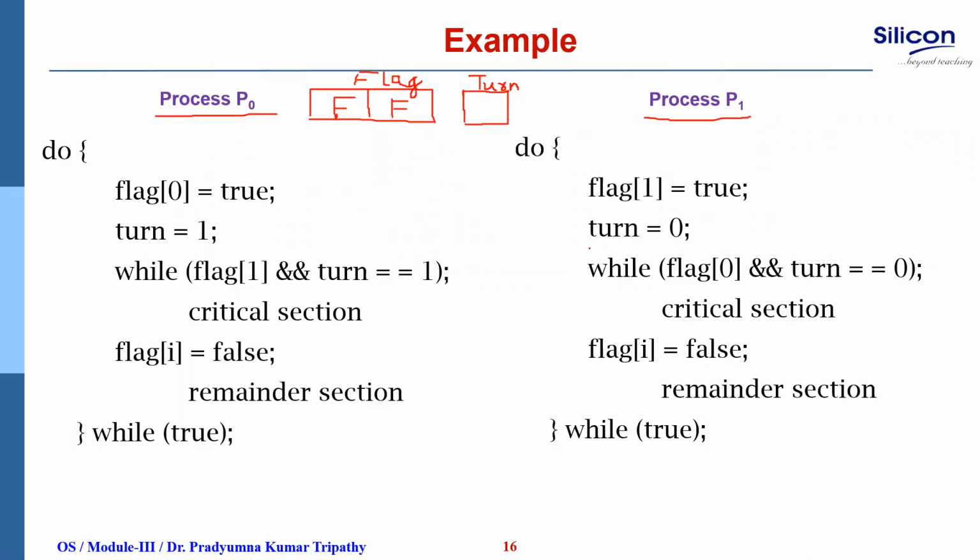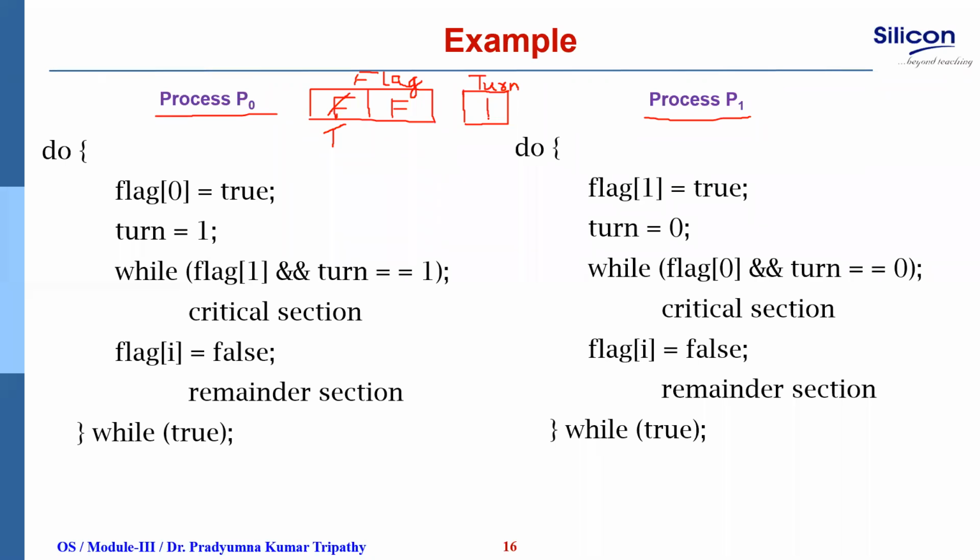What will P0 do? P0 will make flag of 0 true. It will make it true over here, correct? And turn equals 1, so it will make it 1. Is that clear? Flag of 0 equals true, and turn equals 1.